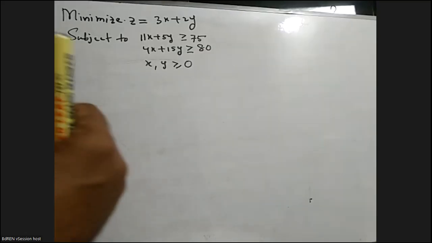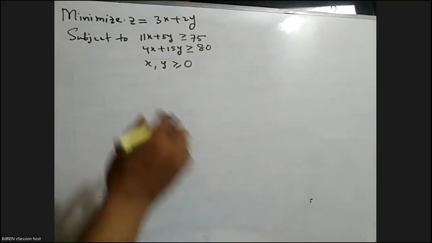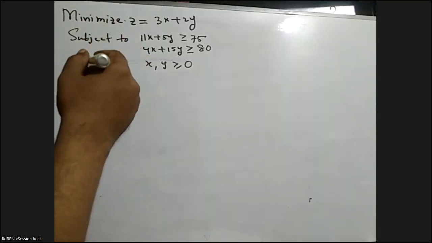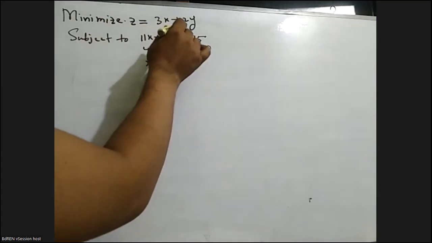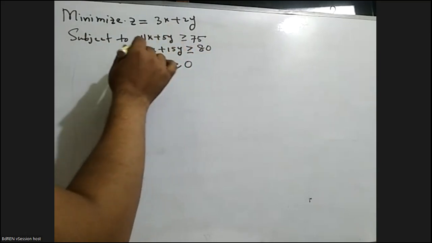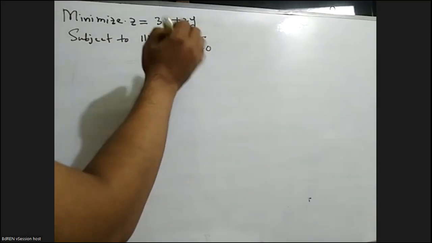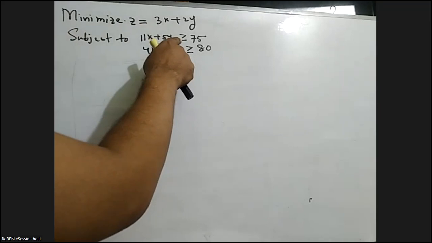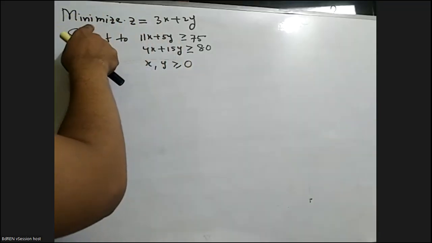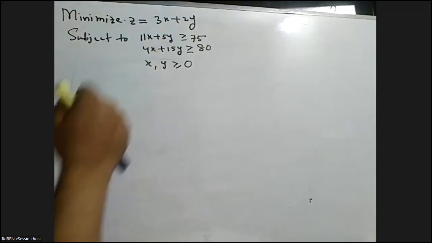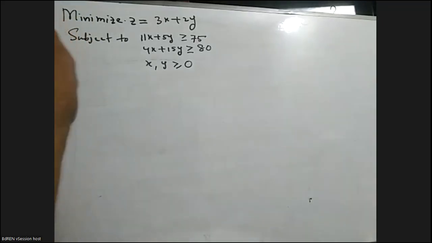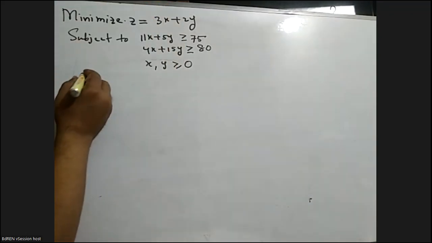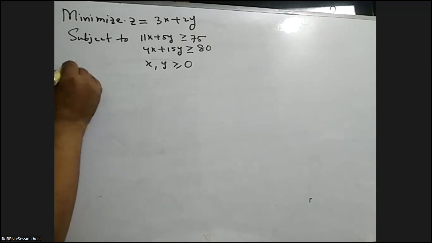Okay, similarly for another problem, number 2, minimize z. How to minimize the value of z by using the graphical method. Minimize z equals 3x plus 2y, and there are also two constraints, 11x plus 5y greater or equal to 75. For a minimum problem, we use greater or equal to, and for a maximum, less or equal to. You have to remember this. So a little bit different here. Now the solution: how to solve this minimization problem.